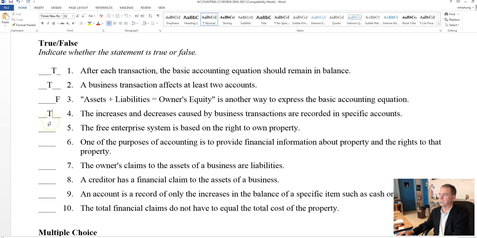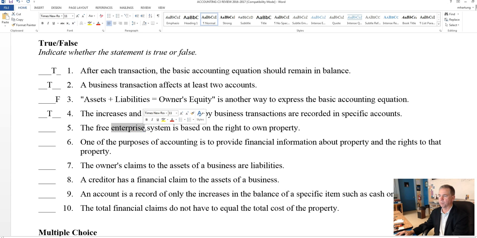The free enterprise system is based on the right to own property. Well, that's true. That's something that we really haven't talked about much, but free enterprise is something that describes the type of economy we have in the United States, and the special words are free, meaning that you have a choice whether or not you want to own a business or which type of business you want to have, or you have the freedom to decide how to spend your money or not spend it. Enterprise refers to a business.